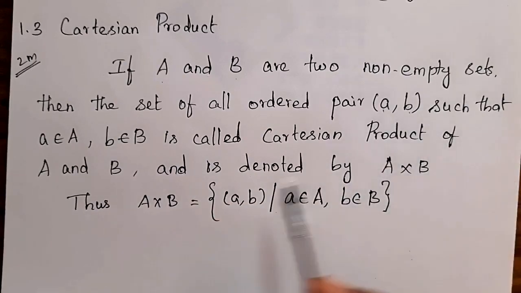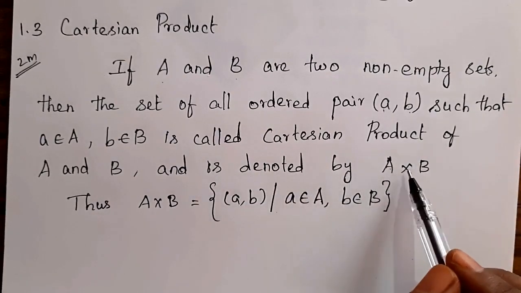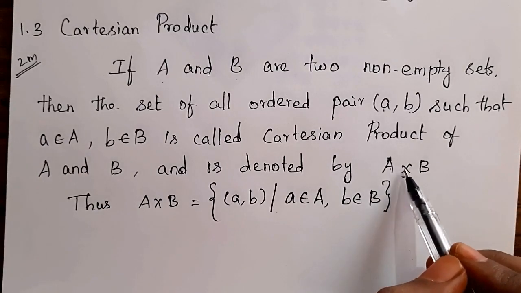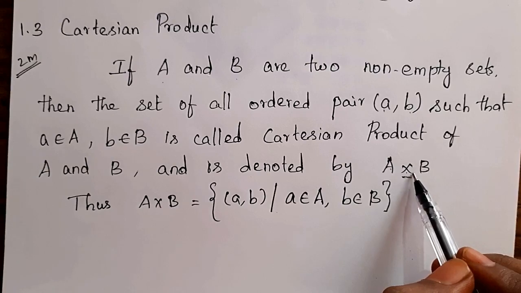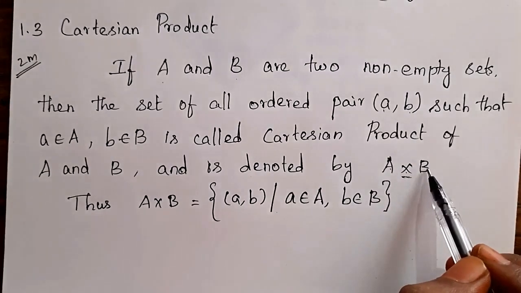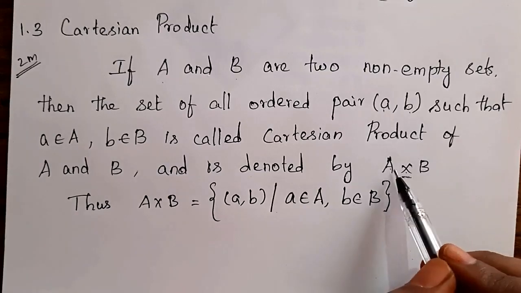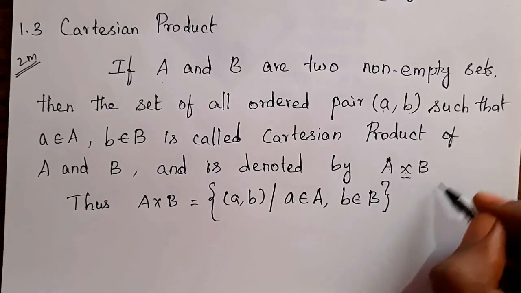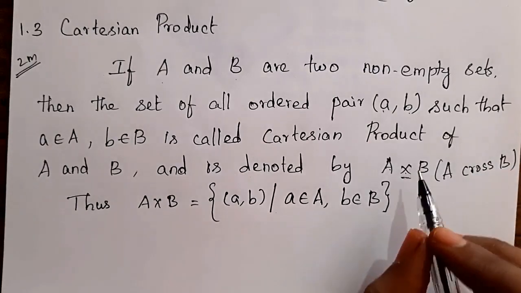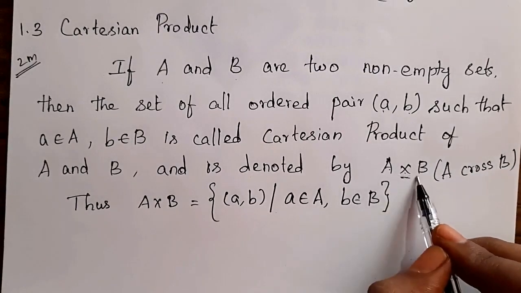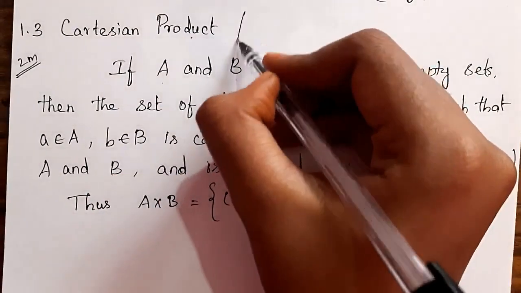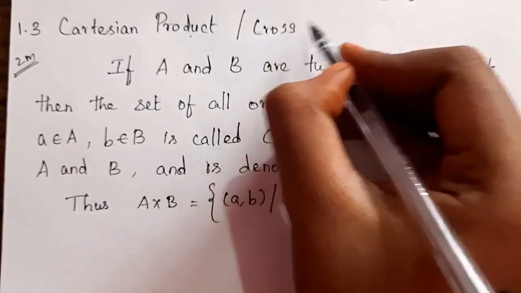It is also denoted by A cross B. You should read this as cross, the multiplication symbol. Don't say into. Some of you may read it as A into B, that's not correct. The correct form is A cross B. Just write here A cross B. Then this Cartesian product is also known as cross product.